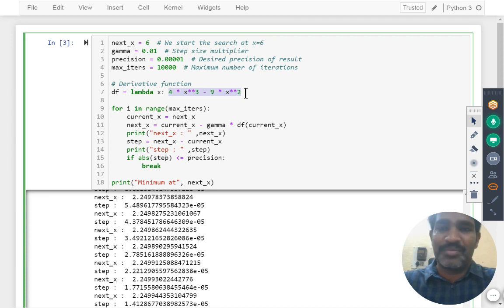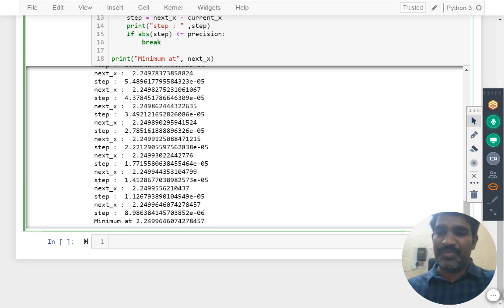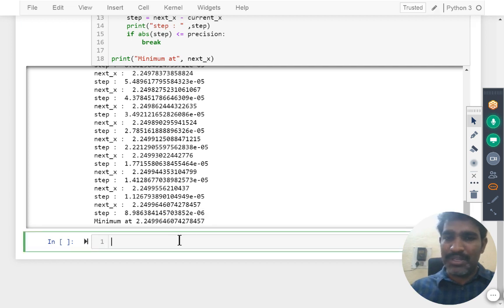Sir, one last question to understand the output. You said that at step 8.98 it broke and gave the minimum value. So it's not exactly 8.98, it is e power minus 06 that is available. That means 0.00005 zeros. Okay, then we have the 8. This is the minimal point. This is the step size.